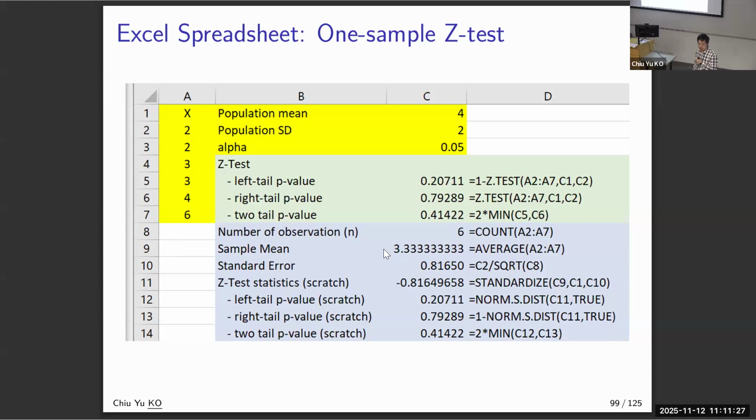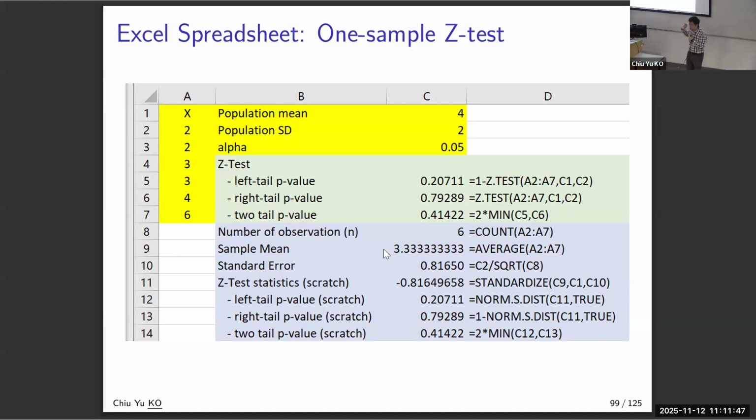That's called standardized, okay? So you can replace this by C9 minus C1 and then divided by C10. I just use this to do the calculation. And once you do that, you do the norm dist, right? We know how to do that.